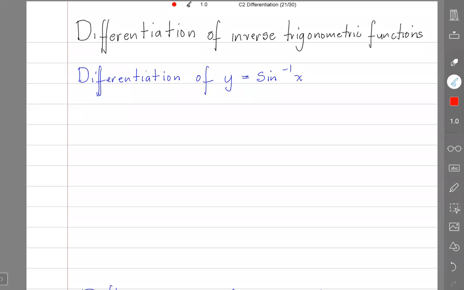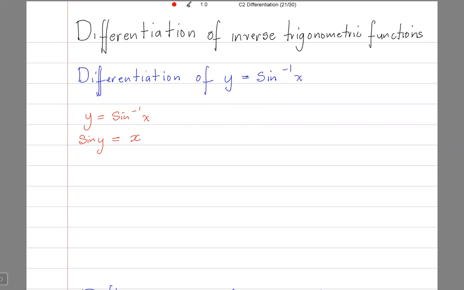All right, so we're going to differentiate y is equal to sine inverse of x. So let's start by writing it down. Y is equal to the sine inverse of x. So if y is equal to sine inverse x, it means that the sine of y is equal to x. So now I'm going to do my implicit differentiation.